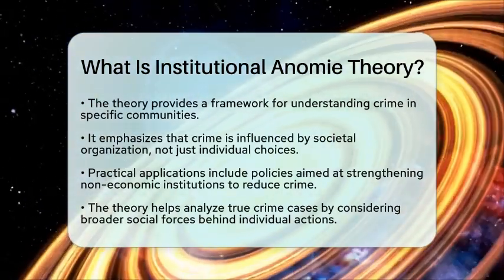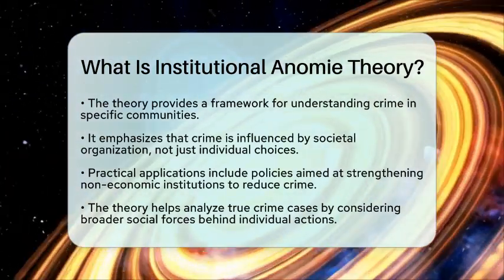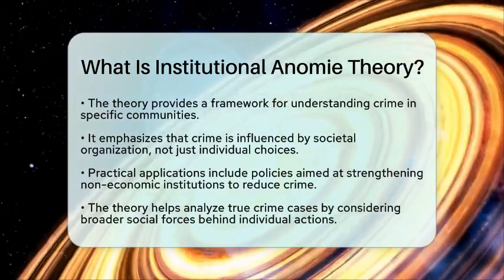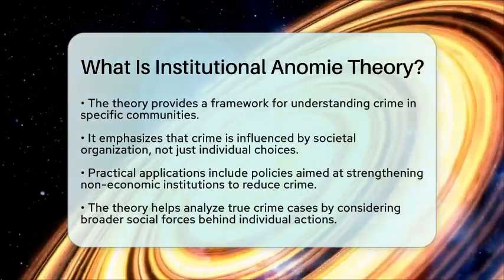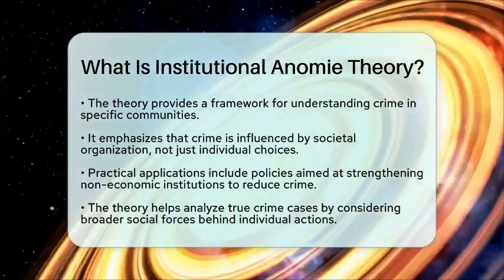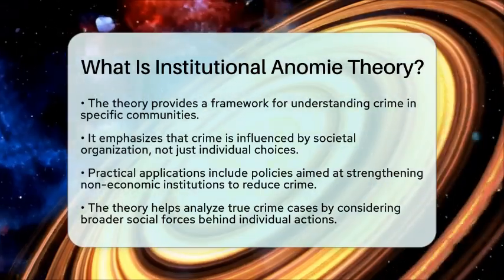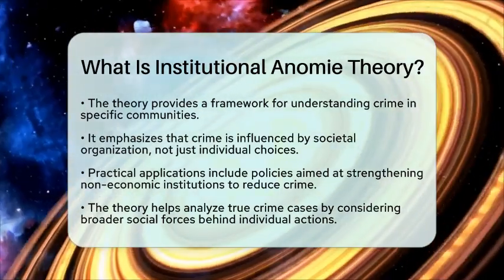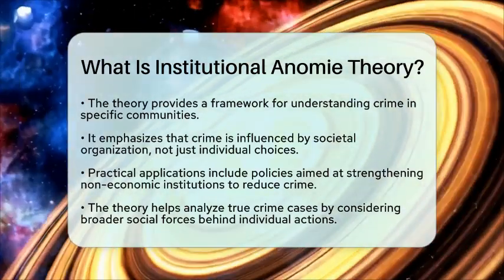In true crime stories, this theory can be used to analyze why specific environments are more prone to criminal behavior and how broader social forces shape individual actions. In essence, institutional anomie theory reveals that when economic values dominate society, they can undermine other institutions and social norms, leading to increased crime. This perspective is helpful for understanding real-world crime trends and the social context behind many true crime cases. The theory connects to Robert Merton's Strain Theory by highlighting how social structures, not just individual struggles, can push people toward criminal behavior.